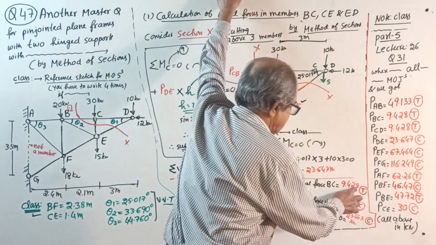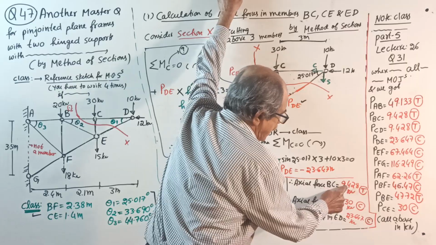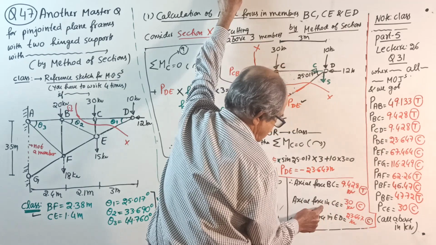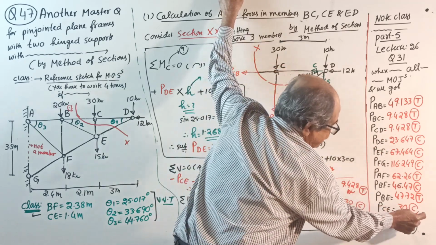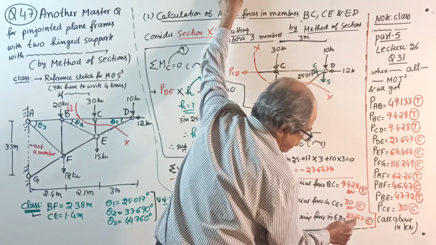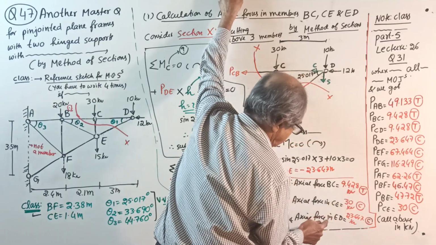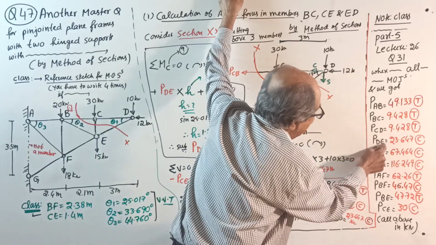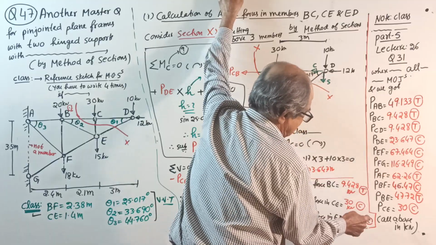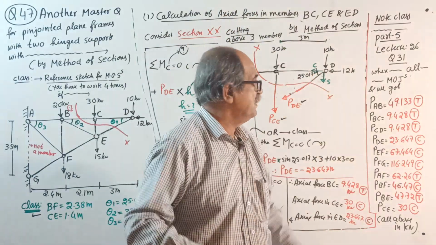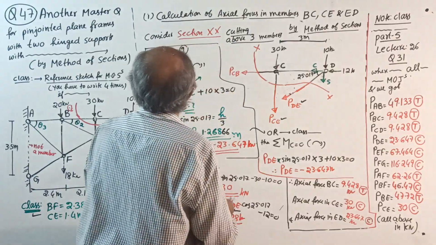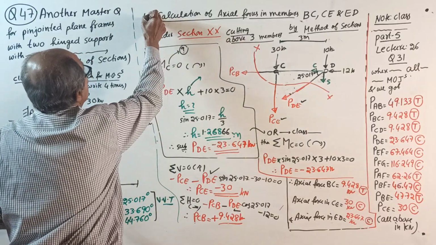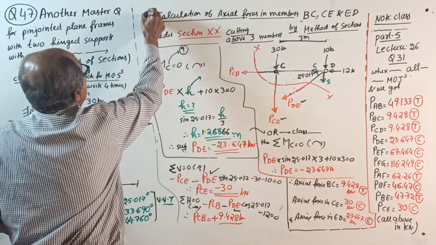Okay, start. Check the answer. BC, 9.428 BC. Oh, yes. Tension. 30 compression. Yes. 23.647. Where is ED? D. Oh, yes. Yes, perfectly correct. So, question number 1 over. Now go to question number 2.